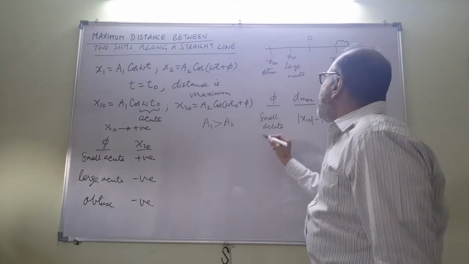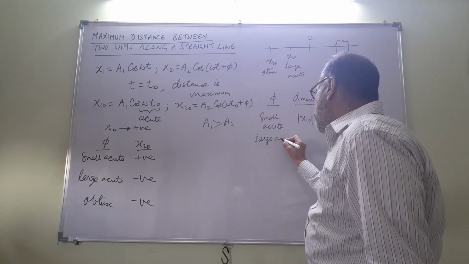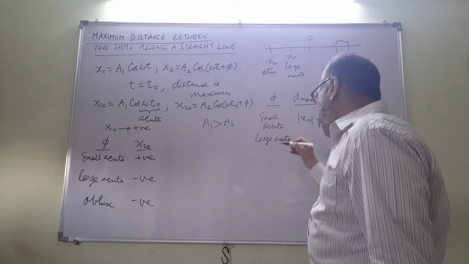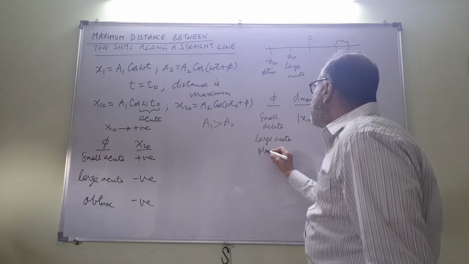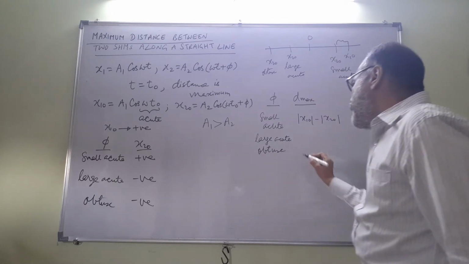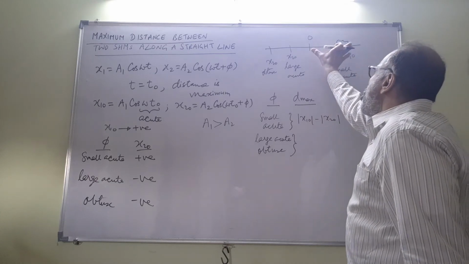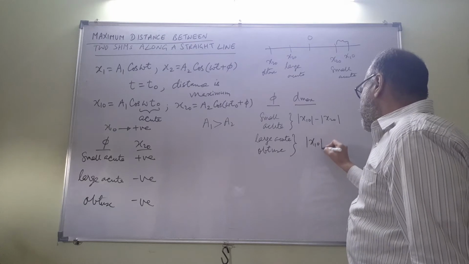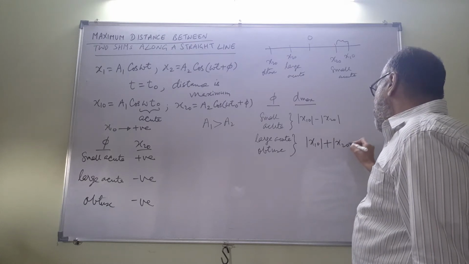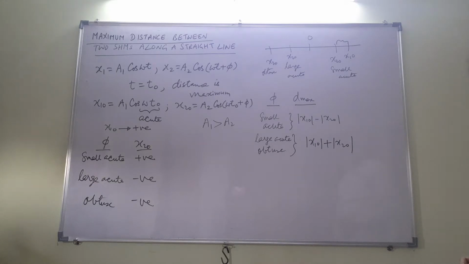When it is large acute or obtuse, it would be x1 naught plus x2 naught. It would be mod of x1 naught plus mod of x2 naught. That would be the Dmax.